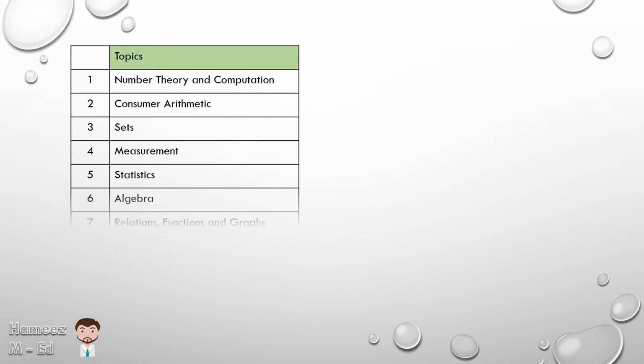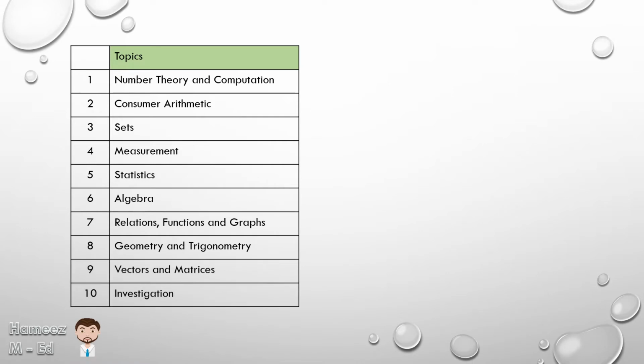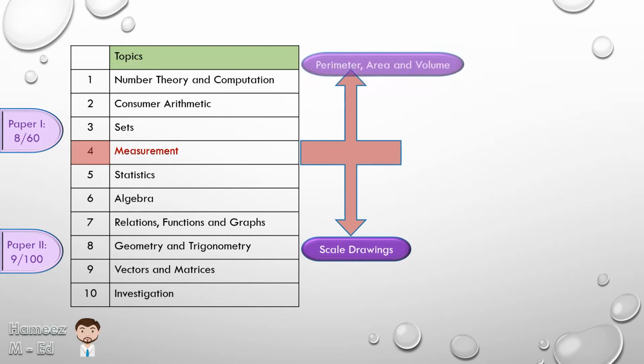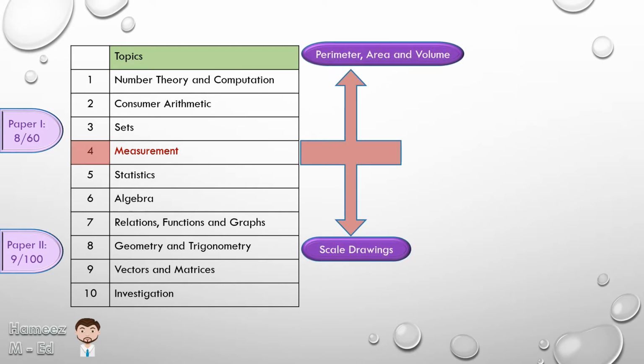Let's take a look at the major topics in CSEC Math, and we see that there are 10 of them. And in this video, we'll be concentrating on topic number 4, measurement. This comes as 8 questions in the multiple choice paper 1 and 1 whole question with 9 marks out of the 100 in paper 2. Measurement itself can be subdivided into 2 topics, scale drawings and perimeter, area and volume. In this video, we'll be concentrating on the second one.